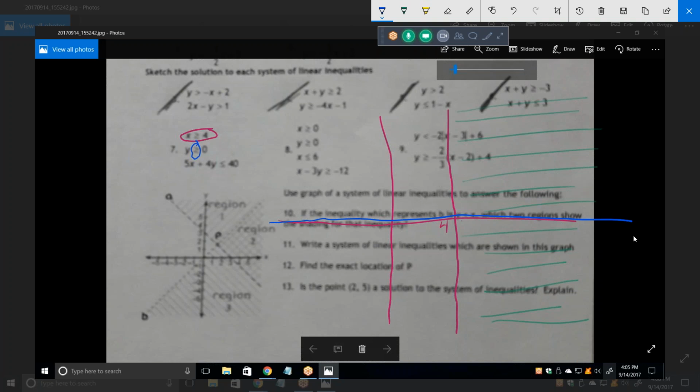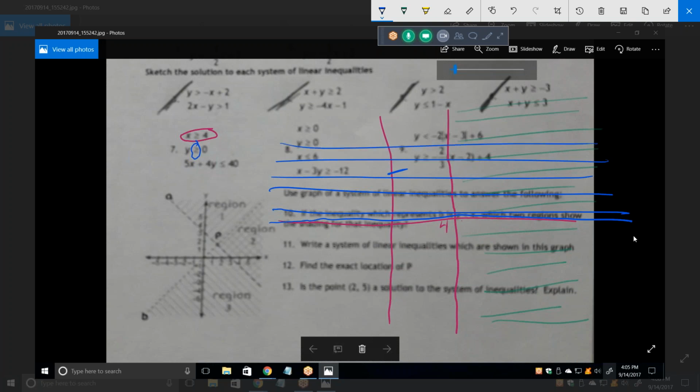Y is greater than. This is one where you look to the y-axis. Above. Above it, exactly. All you have to do is find any point on the y-axis that's greater than 0. I don't know what that point is, but I know it's greater than 0. So I'm shading this. That's y is greater than or equal to 0.